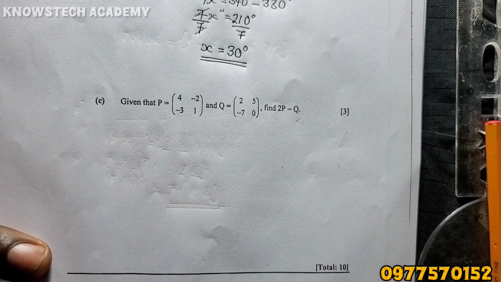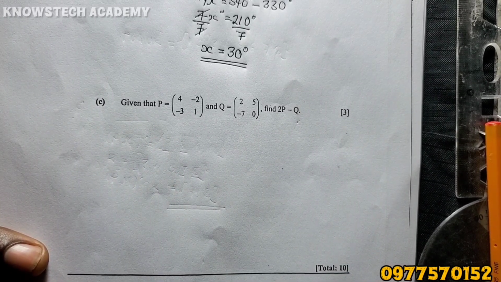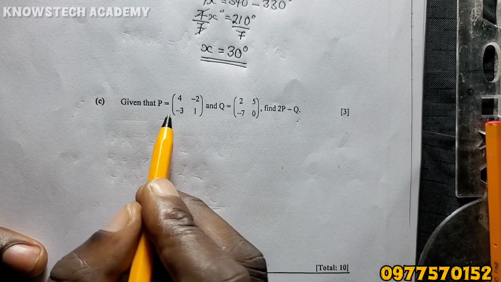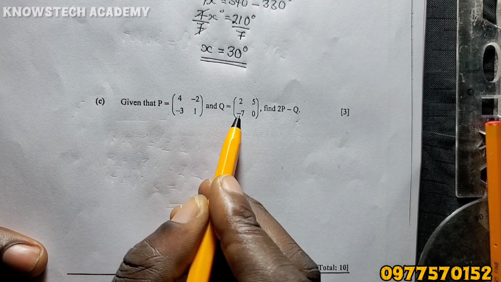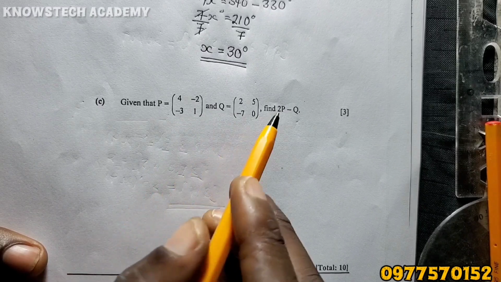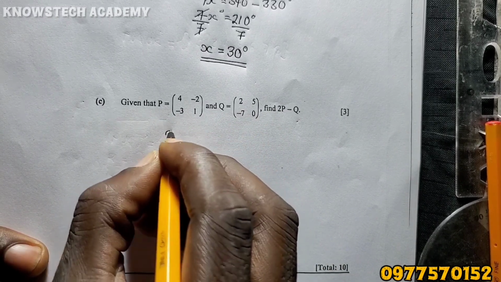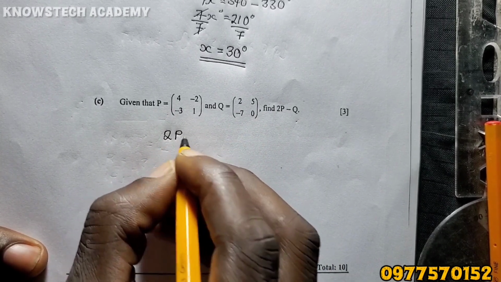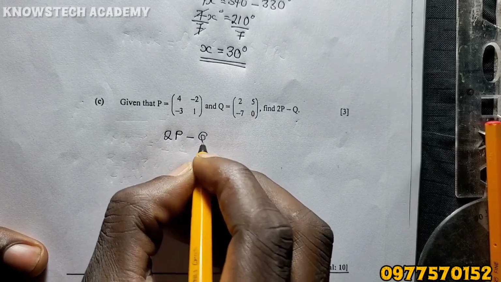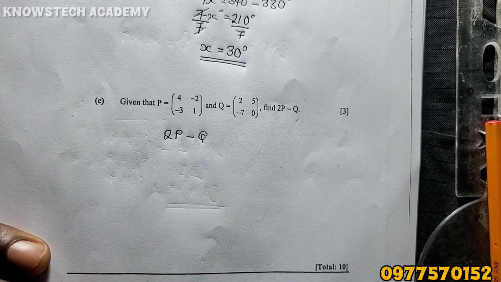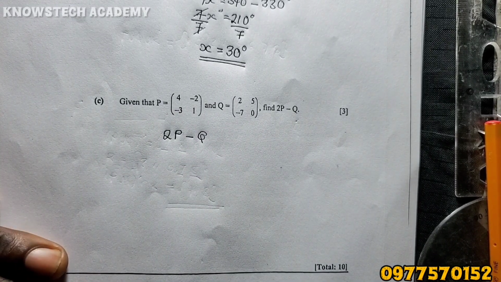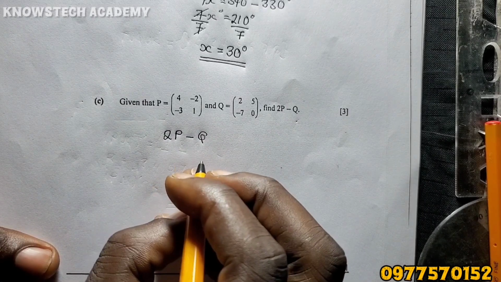Okay. So we are given matrices here, matrix P and Q, and these are 2 by 2 matrices. And then you are asked to find 2 times matrix P minus Q. This is like a formula, and it is very simple, my good friends. Let me show you how simple this is.